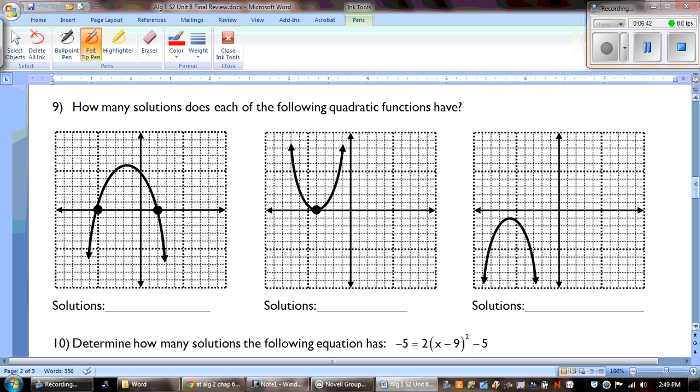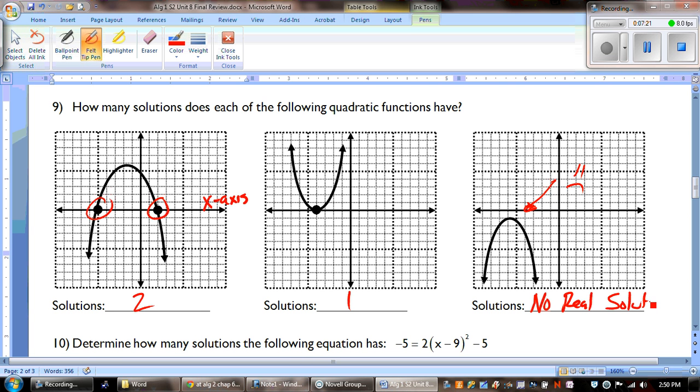Anyways, how many solutions does each of the following quadratic function have? So when we're doing this, they're asking how many times does it cross the x-axis? Okay, remember the x-axis, that's that guy. So for number 9, our first graph, how many times does it cross? Yeah, twice. So that's how many solutions it has. What about the middle one? Yeah, the middle one, it only crosses once. And then the last one, does it cross at all? No. So if it doesn't cross at all, that's when it is no real solutions.